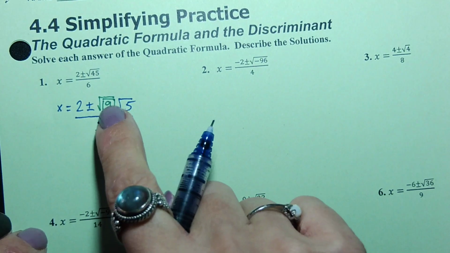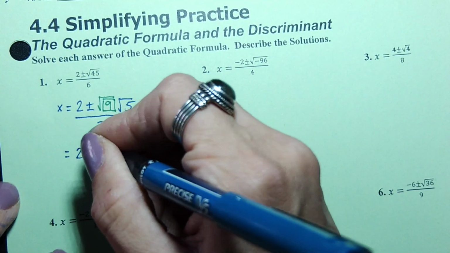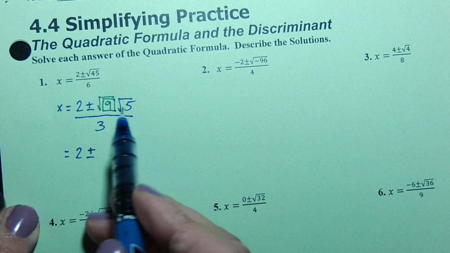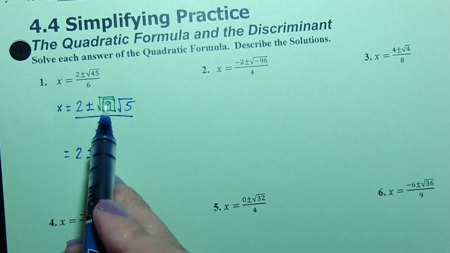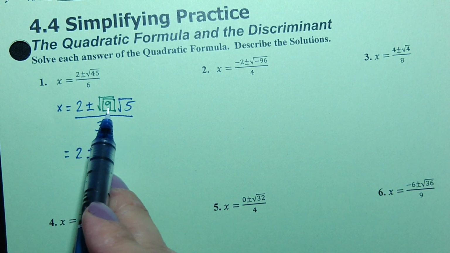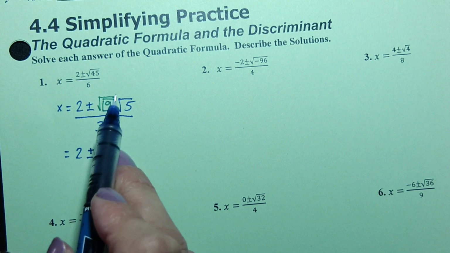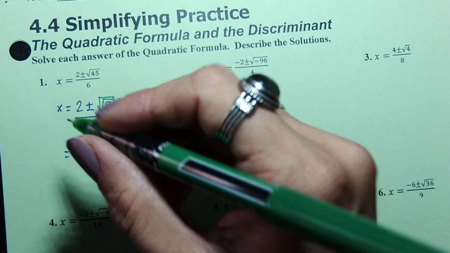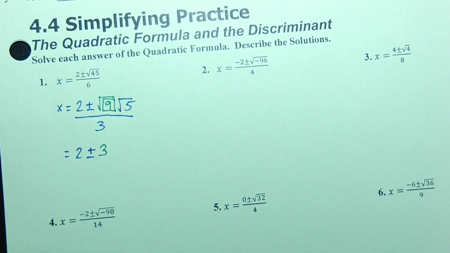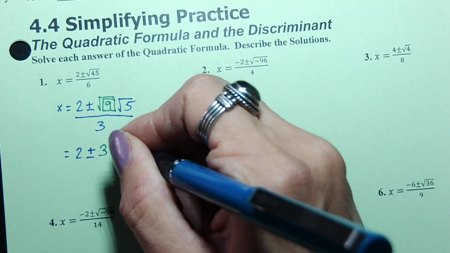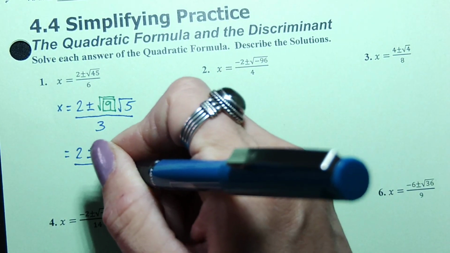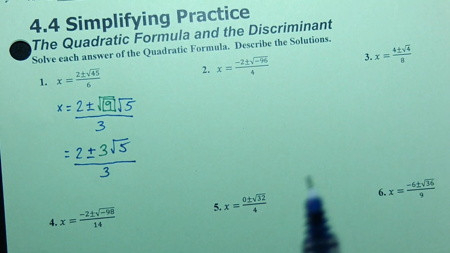So first step, break up the square root. Next step is start simplifying it. So remember, we can't divide out that 9 with that 3 because this is inside the radical, inside the square root. That one's outside. So I have to simplify the radical stuff first. So 2 plus or minus 3 square root of 5 all over 3. And now I use division distribution.